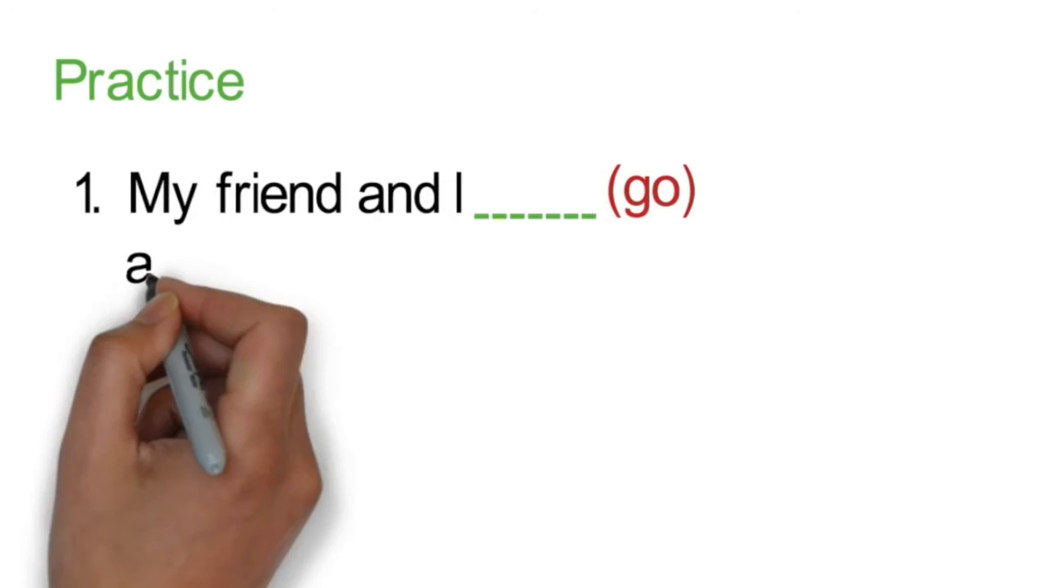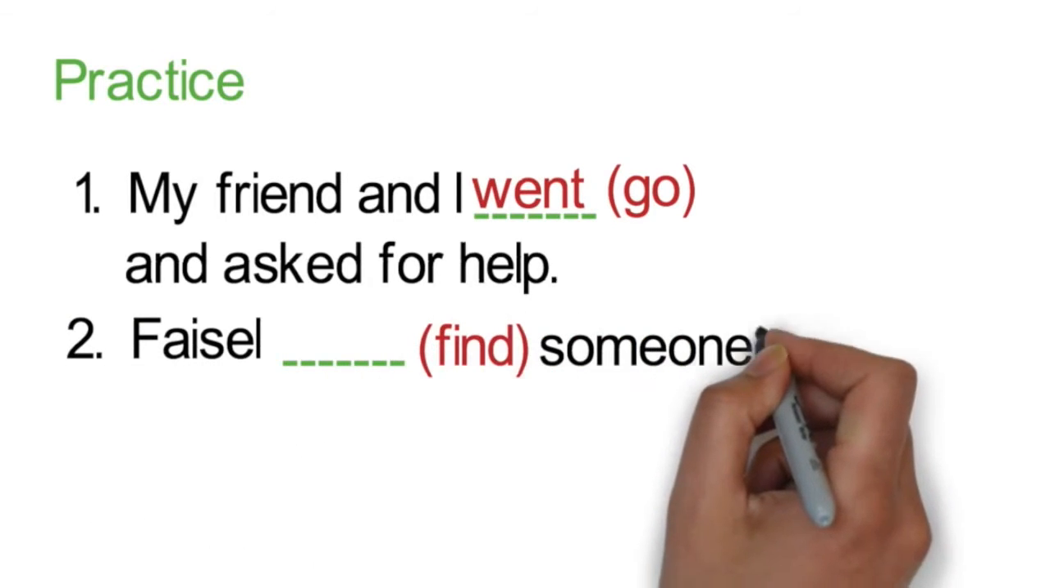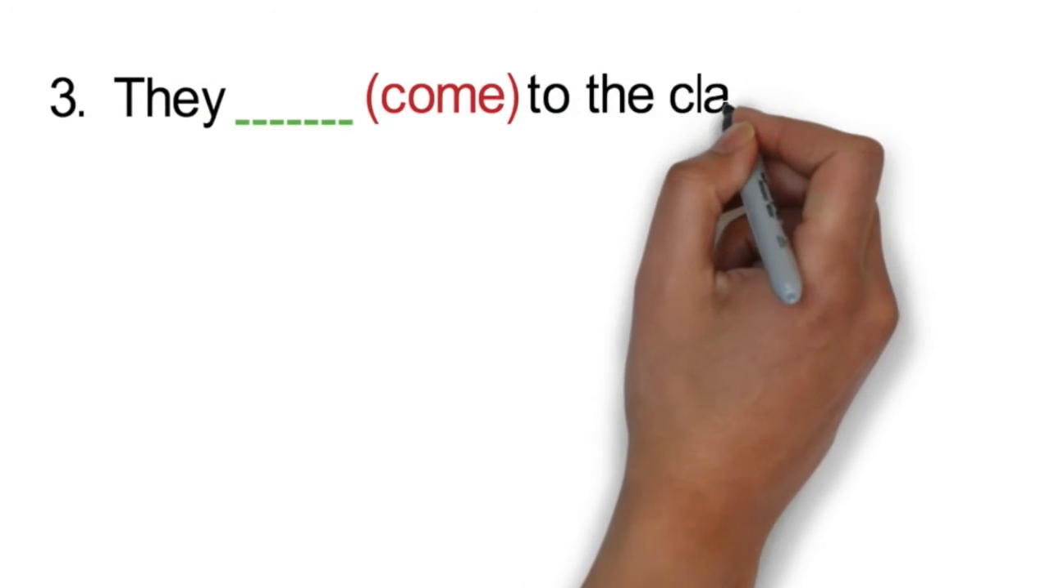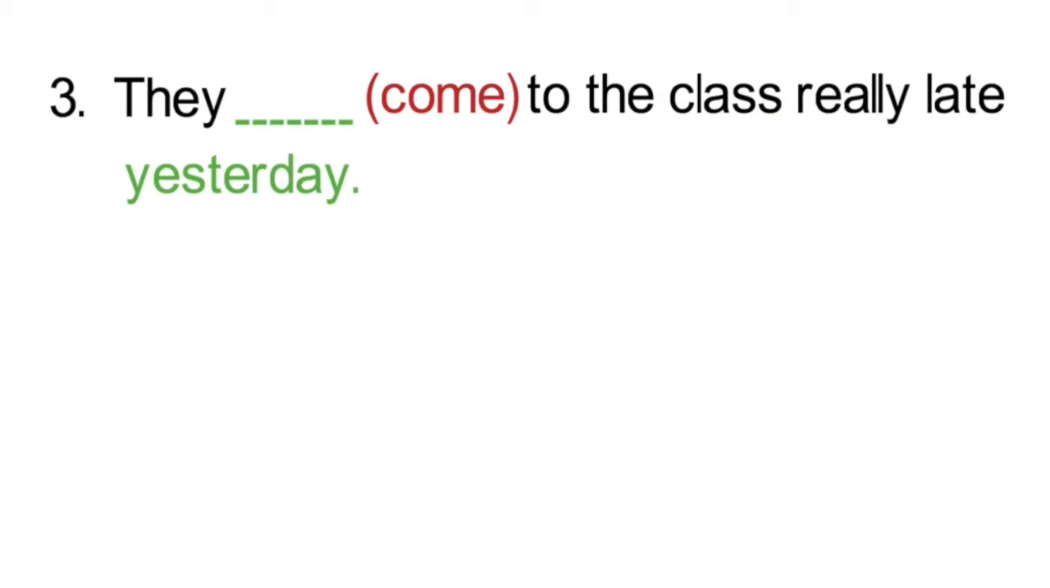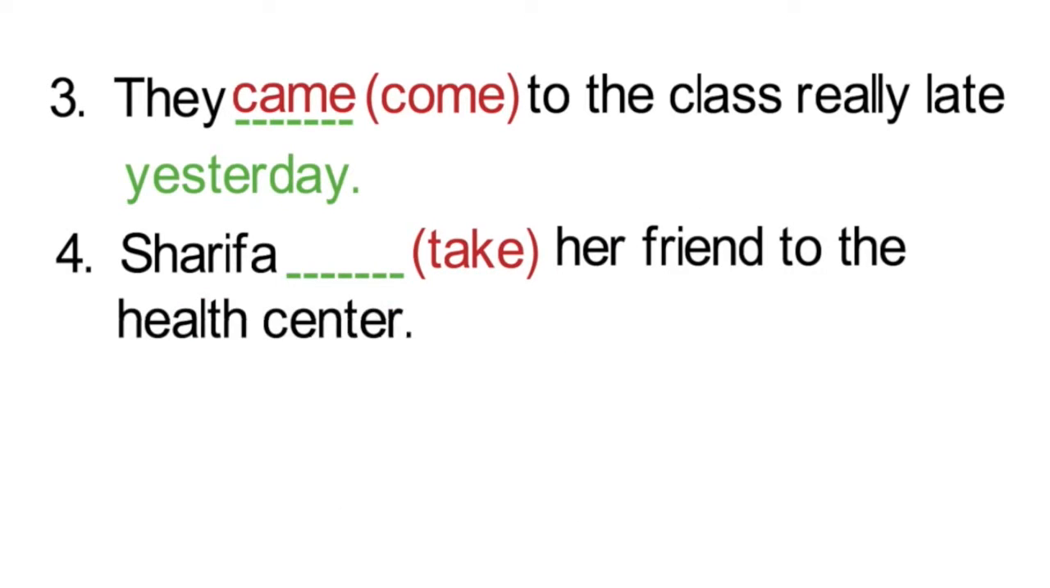See if you can complete each sentence. Number 1, the present tense verb is go. Can you complete the sentence? That's right. My friend and I went and asked for help. Number 2, present tense is find. Faisal found someone's iPhone in the library. Number 3, come. That's right. They came to class really late yesterday. Number 4, take. Sharifa took her friend to the health center.